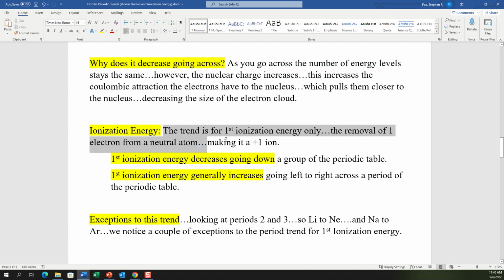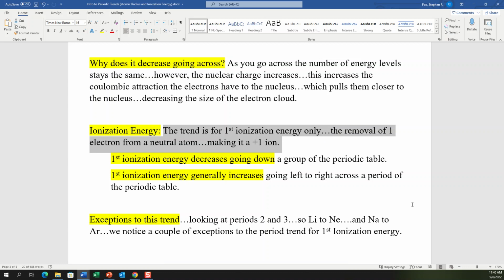So when we say what's the trend for ionization energy, we mean first ionization. And all first ionization means is I have a neutral atom. To ionize it means to remove one electron from that atom and make it a +1 ion. So we're talking about the removal of one electron from the atom. Okay, that's first ionization.